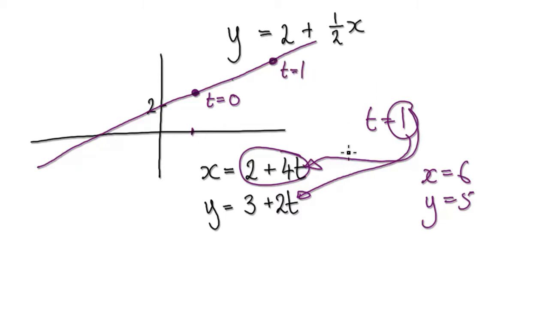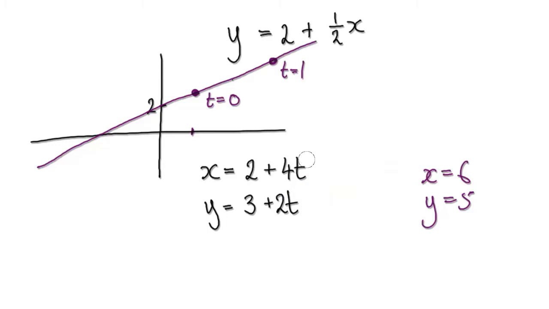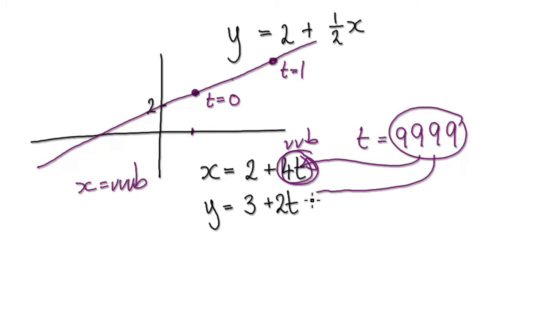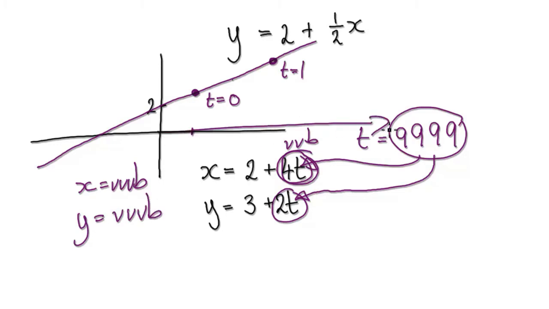So let's see what happens when t is very, very big. Let's say t equals 9999. Well, if you put this into here, then x is going to be very, very big. If you put t equals 9999 into here, y will also be very, very big. So x will be very, very big, y will be very, very big. It's going to be somewhere up here. The particle will be somewhere up here.